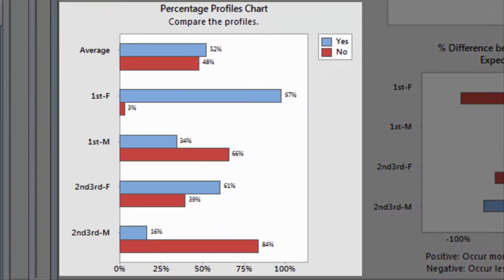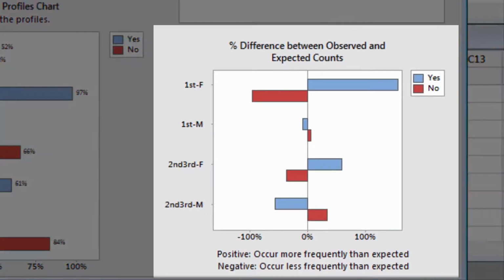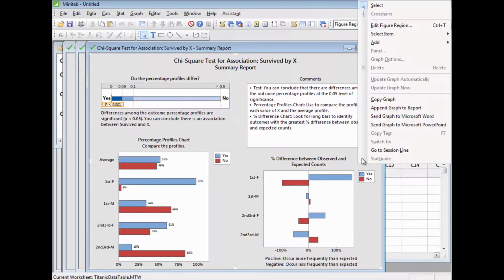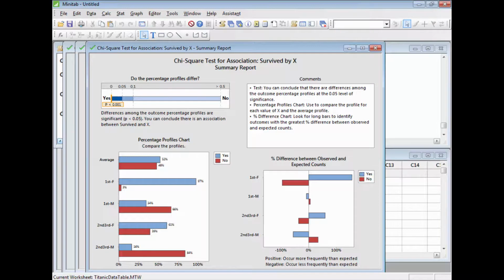The percentage profiles chart shows the observed proportions of survivors. Again, you can see that a greater proportion of women survived than men. The chart of percent difference between observed and expected counts shows which groups had survival rates that were unexpectedly high, like first-class women, or low, like second and third-class men. To include this graph in a report or presentation, just right-click on it to send it to Microsoft Word or PowerPoint. The analysis clearly shows that being a woman in first class dramatically increased your chances of survival.